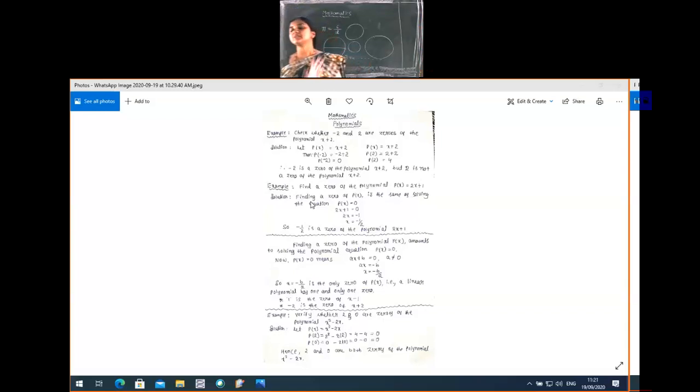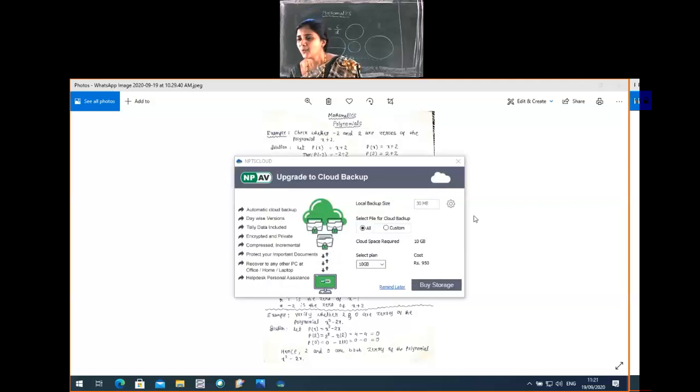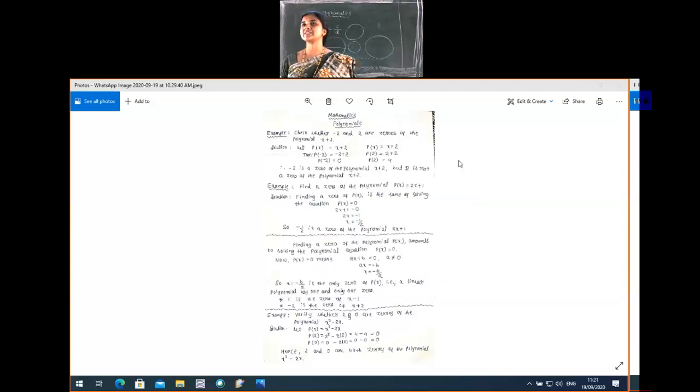In yesterday's class we discussed the zeros of the polynomial. What is the zero of a polynomial, students? In the polynomial, if we substitute a value for the variable, and the total polynomial value becomes 0, then that value of the variable is called the zero of the polynomial. Whatever value you substitute so that the polynomial becomes zero, that p of x or p of y or whatever variable you are taking, that value is called the zero of the polynomial.